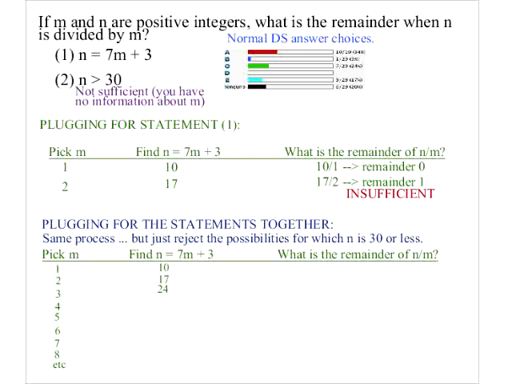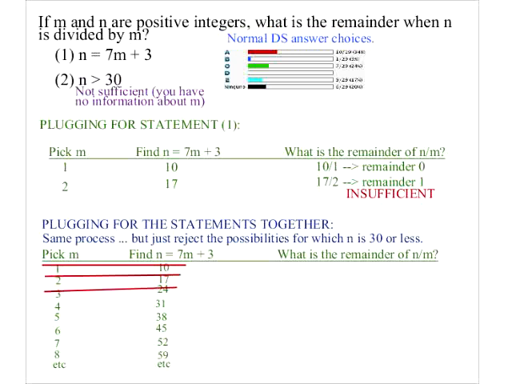Aha, 31, 38, 45, 52, 59, etc. So these first three examples don't count, because n is not greater than 30. So here, let's just start doing this arithmetic.